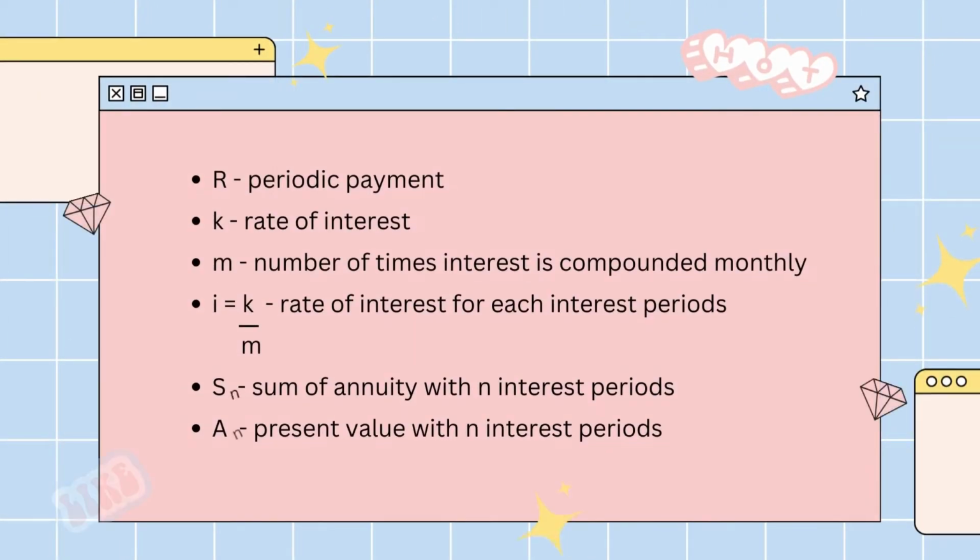This is the meaning of all the symbols. R is for periodic payment, K is for rate of interest, M is the number of times interest is compounded monthly. If it's not monthly, it can be quarterly, semi-annually, or annually. I is K per M, which I already explained just now. S is for sum of annuity and A is for present value. Small n on both S and A is the interest period.